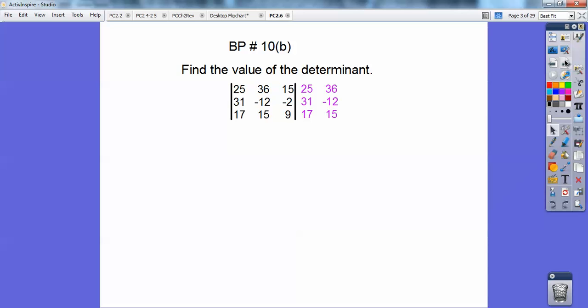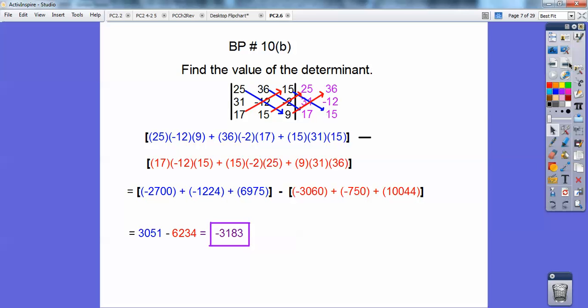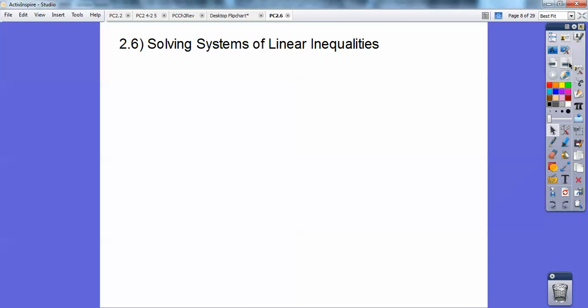First you add those two columns, this one and this one, right next to that, right here. And then we go diagonal. We're going to go 25 times negative 12 times 9, and then these three numbers multiplied, and then these three numbers multiplied. We do that first. Then we subtract and go the other way. I cranked all those out, and it comes out to negative 3,183.